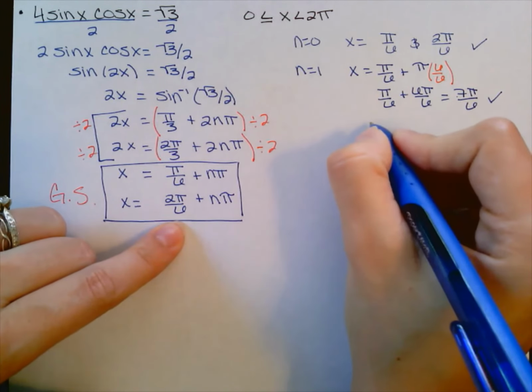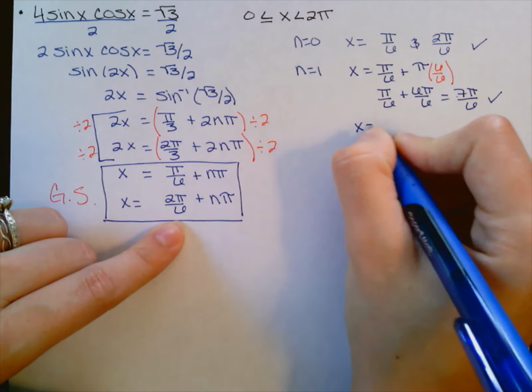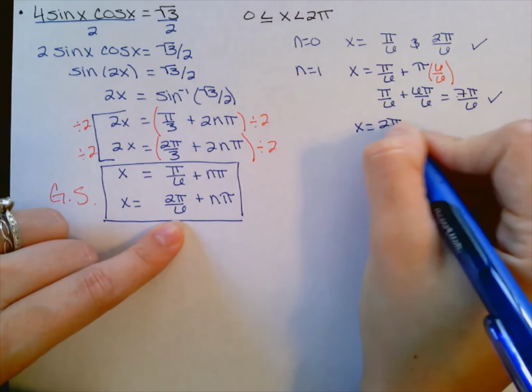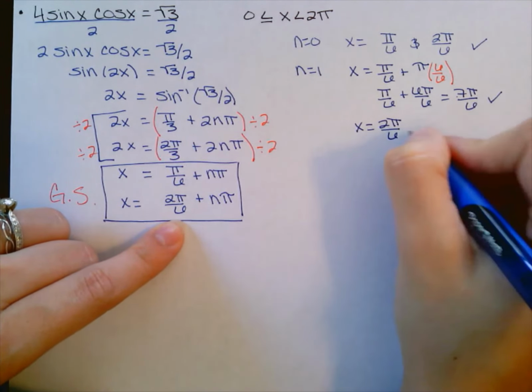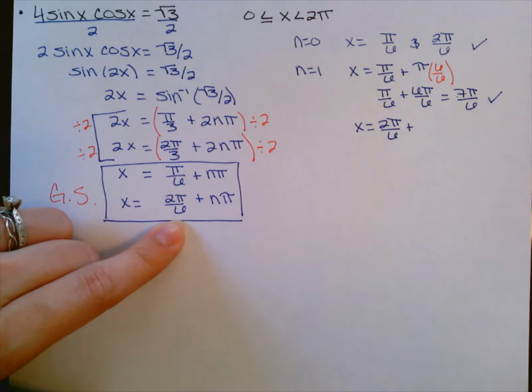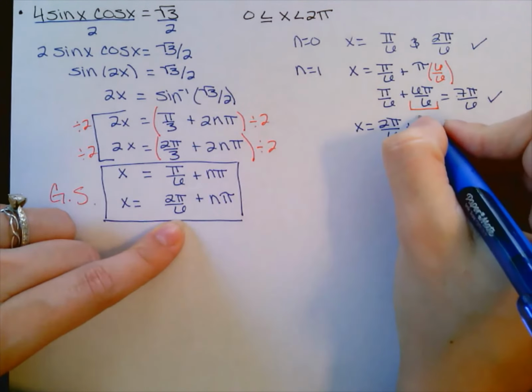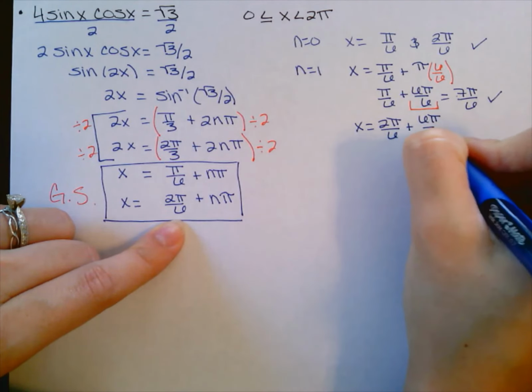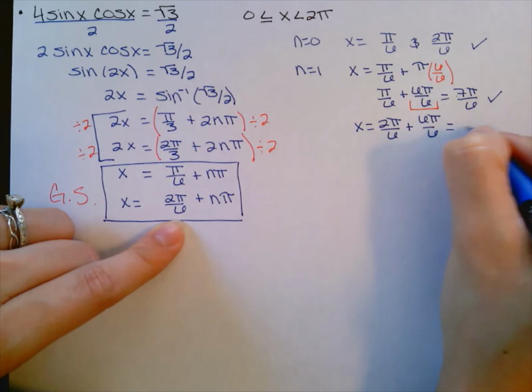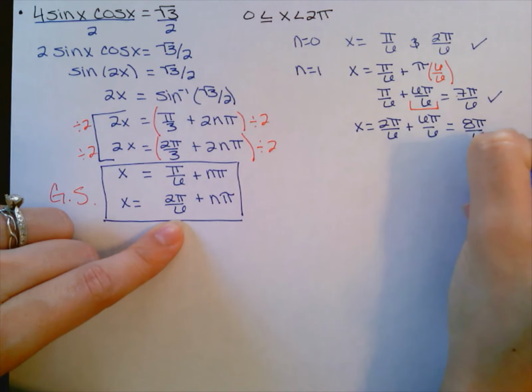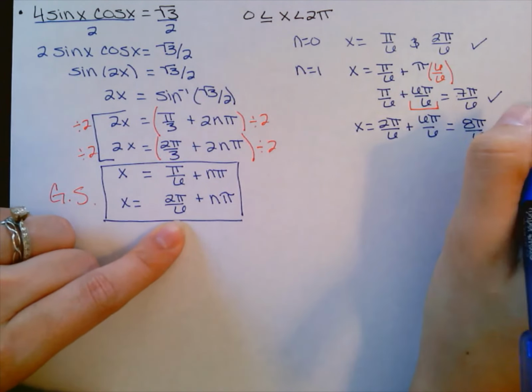Now I need to do this to 2 pi over 6 plus, I already did my common denominator once. No need to do it again. So 6 and 2 make 8 pi over 6. Still less than the 12.